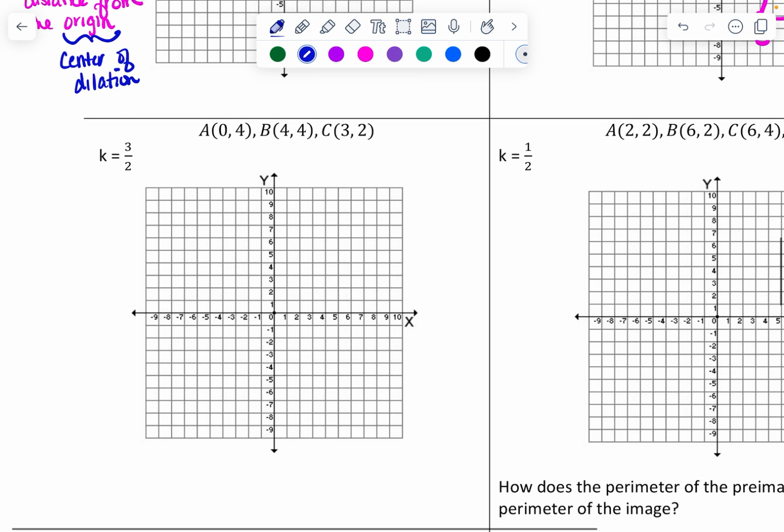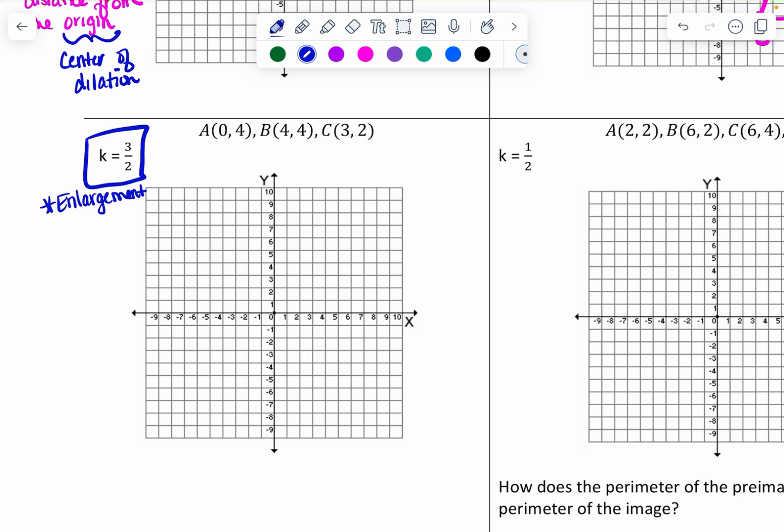Last one, I think you can handle this. We'll do it, why not? All right, so 3 over 2. Careful, it's a fraction, but that fraction is bigger than 1, so this is going to be an enlargement. Okay, if you actually divide that, it's going to be 1.5. So it's going to get 1.5 times as big.